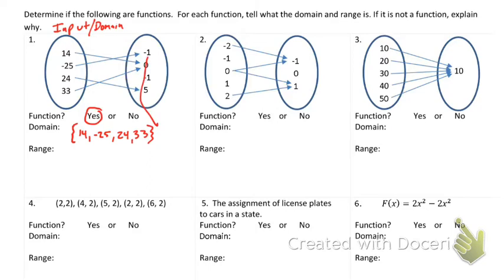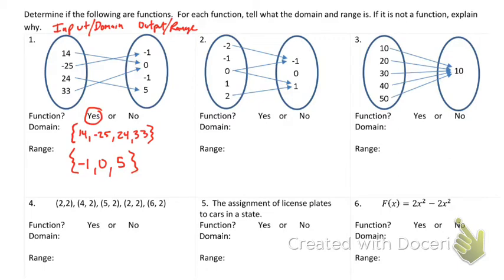Your range is your output. So my range in this particular example is -1, 0, negative, I'm putting -1 once. You don't have to put it twice, and 5. Even though -1 shows up twice, we only have to write it once.